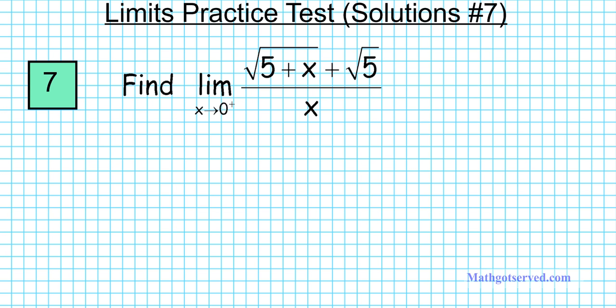All right, let's take a look at question number 7. We're to find the limit as x approaches 0 from the right of the square root of 5 plus x plus square root of 5 over x. Now, if you notice, this is a directional limit, and in most cases, directional limits normally exist, except if you are oscillating as you approach the limiting value.